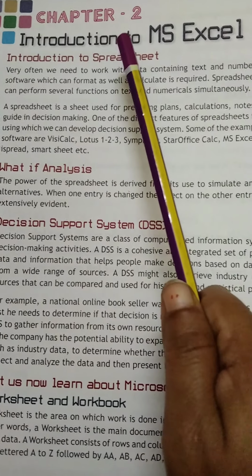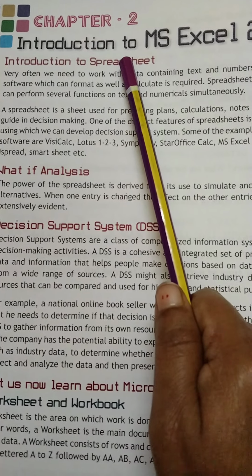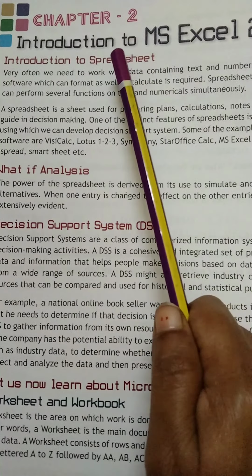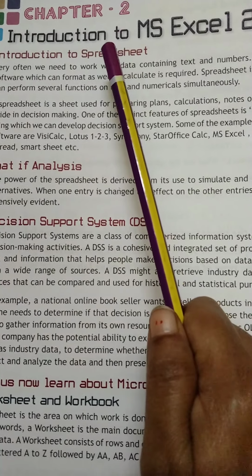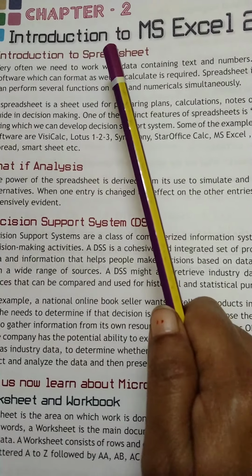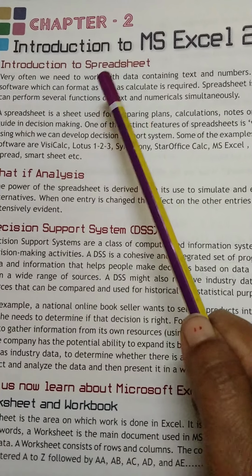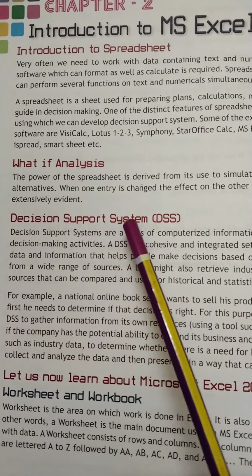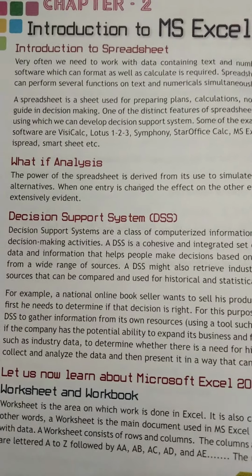What is a spreadsheet? A spreadsheet is a software. It consists of both text and numbers, and it is mainly used for doing calculations or making plans or notes, and guiding decision making. Some examples of spreadsheets are MS Excel, StarOffice Calc, OpenOffice, SmartSheet, etc. Then what is a decision support system, DSS?